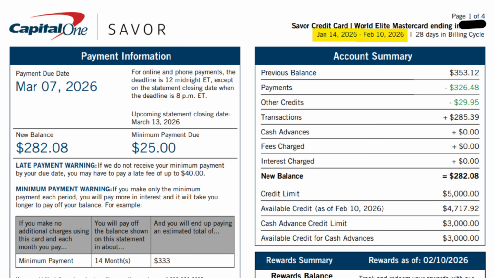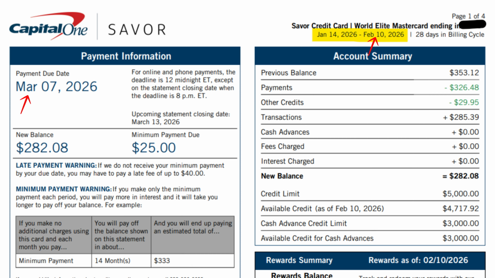Now here in this example, you can see that my payment due date is on March 7th, which is actually in the following month after my statement closing date of February 10th. So if I look at any future credit card statements, I know that I'm going to have other payment due dates of April 7th, May 7th, and so on.